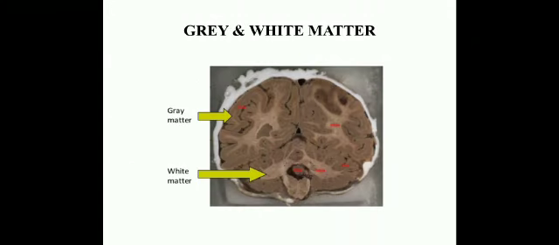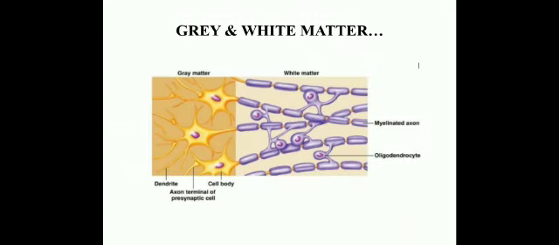The grey and white matter of the brain: the grey matter is made up of the cell bodies, the dendrites, the connective tissue and the blood vessels, and the white matter is made up of the myelinated axons, the neuroglial cells, oligodendrocytes, the blood vessels.